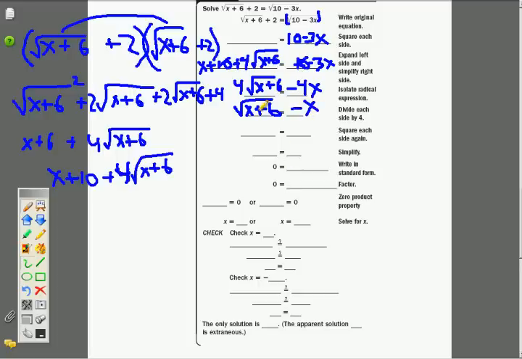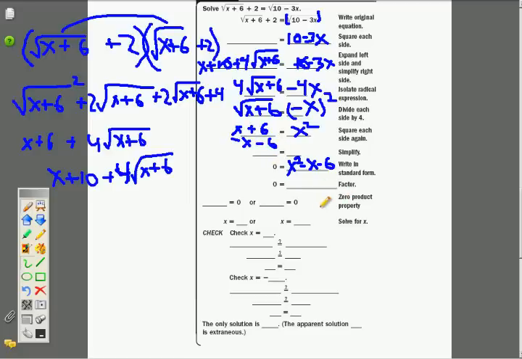Now I have isolated the square root again, so I'm going to square both sides. I'm going to get x plus 6 equals the negative x squared, even the negative is squared, equals x squared. And so I get 0 on one side. I end up with 0 equals x squared minus x minus 6. And all I did is I subtracted the x and the 6 from both sides.